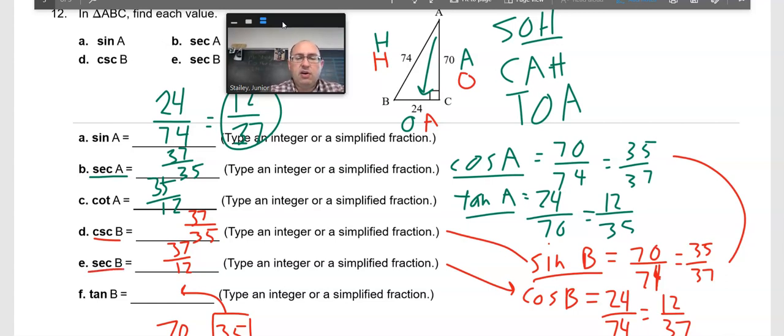Okay, secant down here of B makes me go back to cosine, so I go back to cosine of angle B, adjacent over hypotenuse, and 24 over 74, and reduce that to 12 over 37, and then get the secant, 37 over 12.